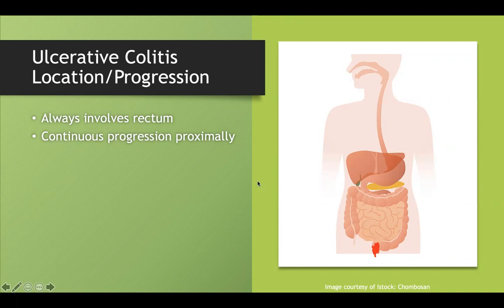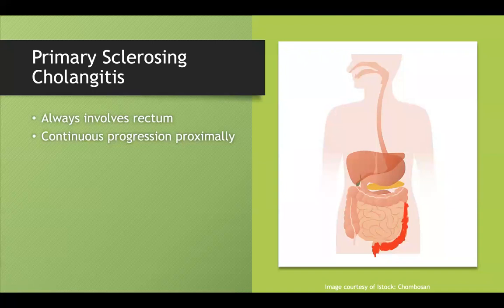I don't know if that helps, but in UC, it always involves the rectum, and the inflammation always progresses proximally. So you'll have inflammation here first, and then it can spread here over time, and then it gets here. And in PSC, how I remember it, this isn't exactly what's going on, but how I remember it is that inflammation continues onward and finally reaches the bile ducts, and that's why you get PSC. That's how I think about it in my brain.